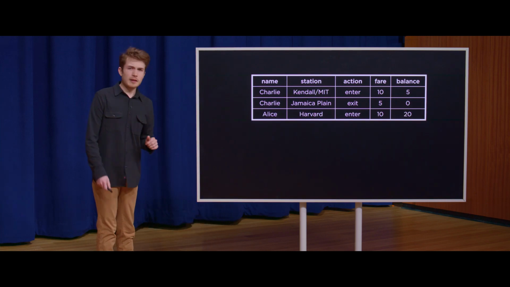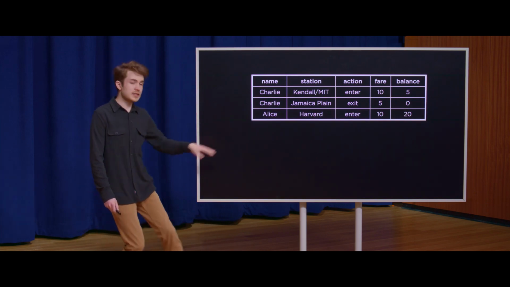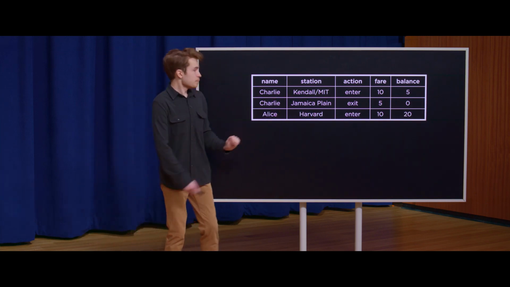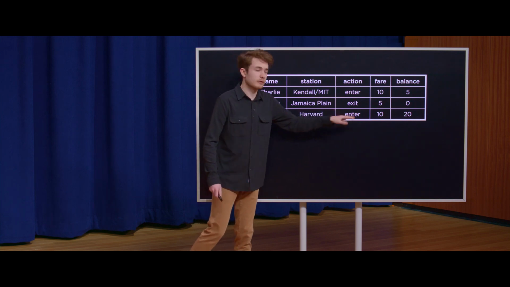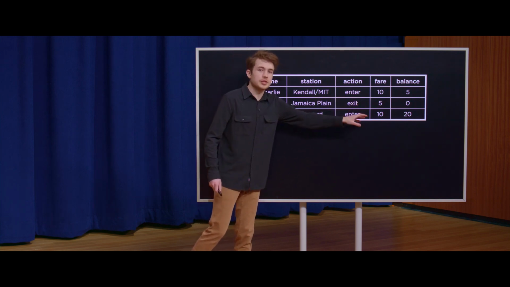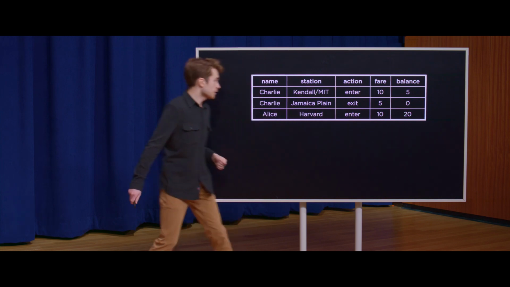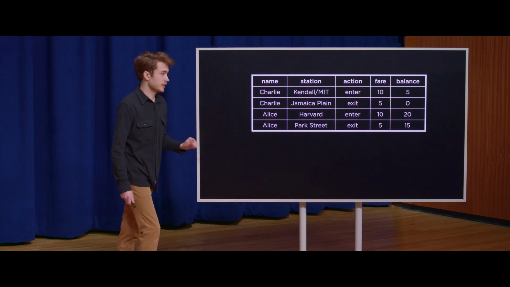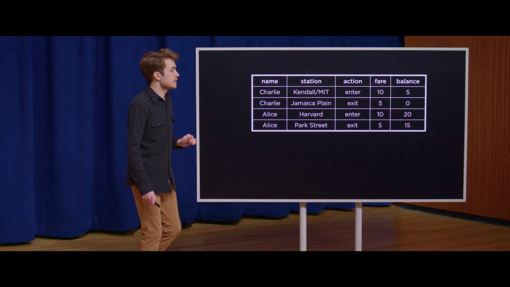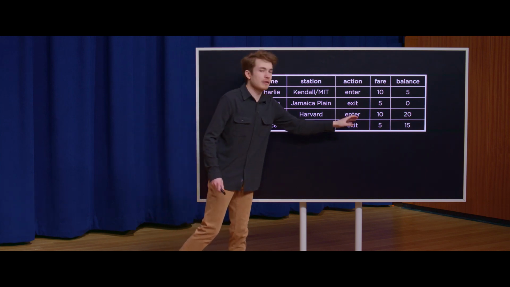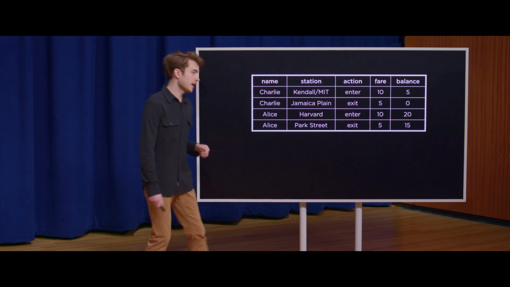Let's look at Alice, though. Let's say Alice gets on at the Harvard stop. They, too, pay 10 cents to get on at the Harvard stop, and they have a remaining balance of 20 cents. Alice will go, let's say, to Park Street, get off at Park Street, pay the nickel to leave, and now they'll have a balance of 15 cents at the end.